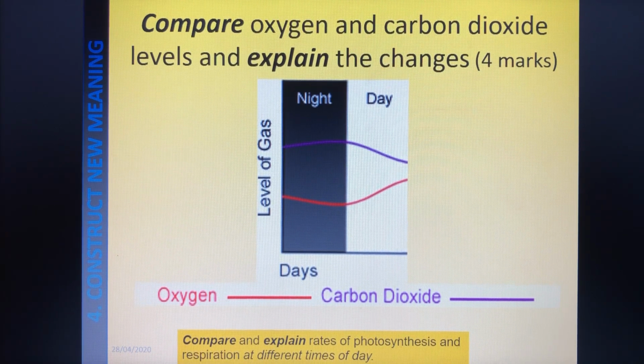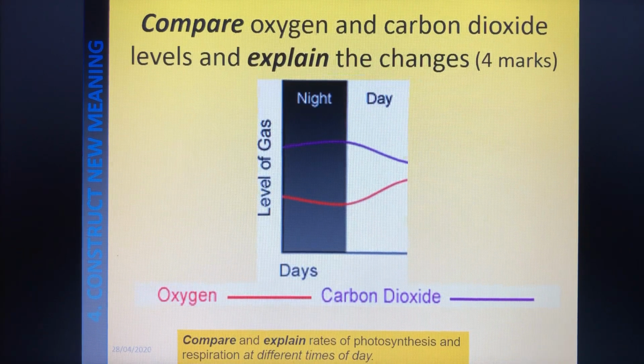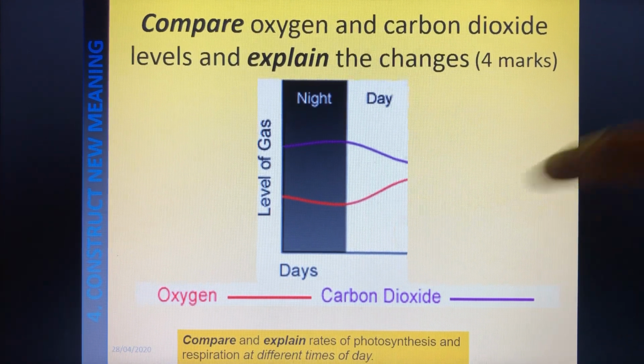Now, we kind of have to refer to our previous graph to help us with this. So we said that in the daytime, there's lots of sunlight, so there is more photosynthesis. Now, photosynthesis produces oxygen. So we can see that oxygen levels in the daytime increase. That's because photosynthesis is happening at a higher rate.